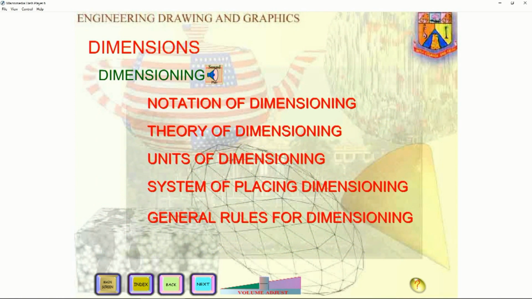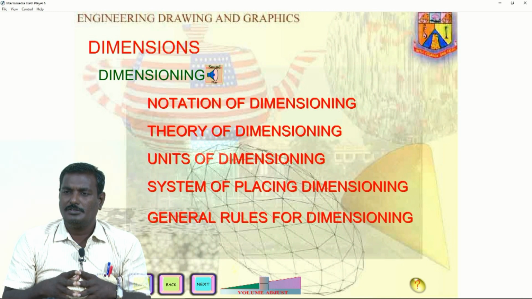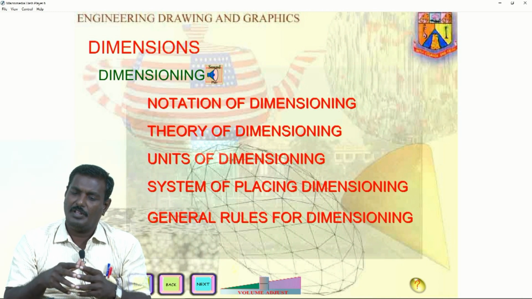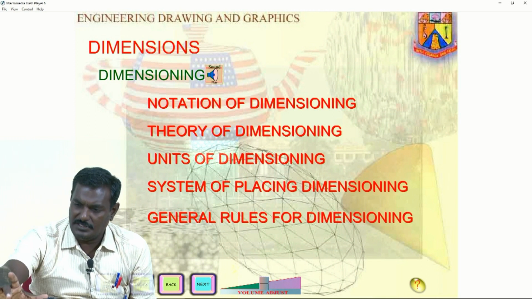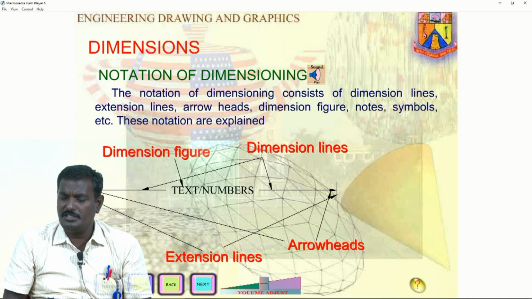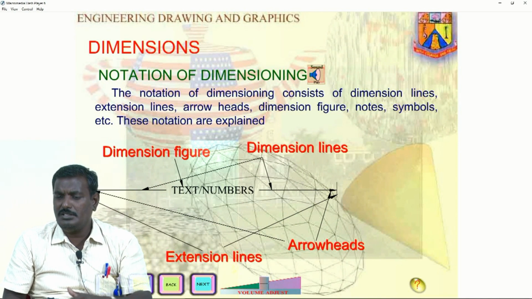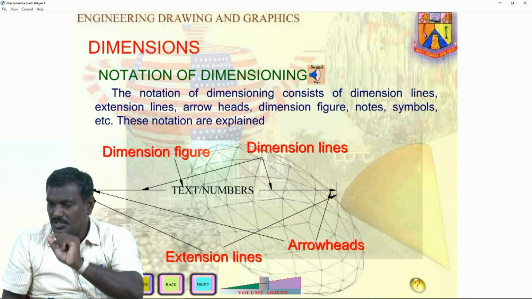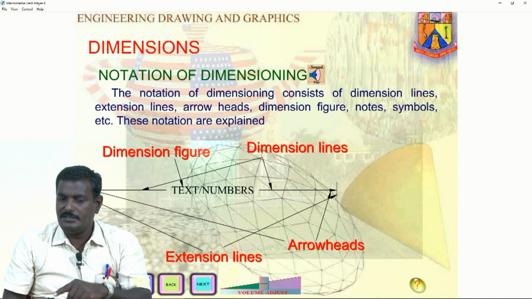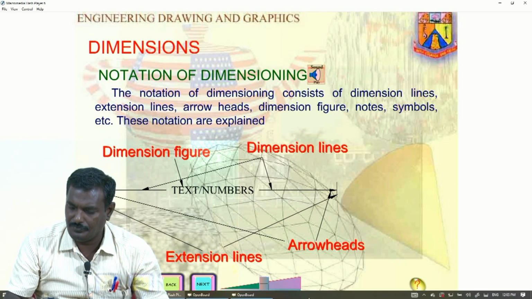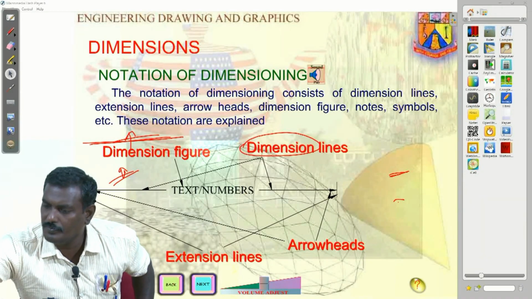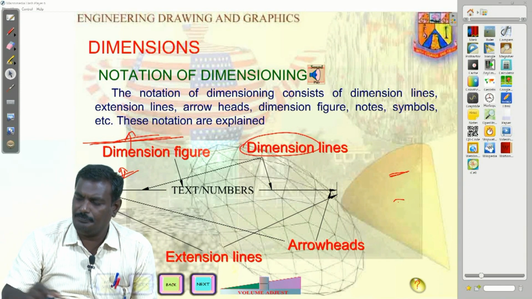In this, we categorized notation, how to follow, theory, units, then system of placing, where to place, and general rules. What about the notation of dimensioning? The notation of dimensioning consists of dimension lines, extension lines, and arrowheads. Try to see here.